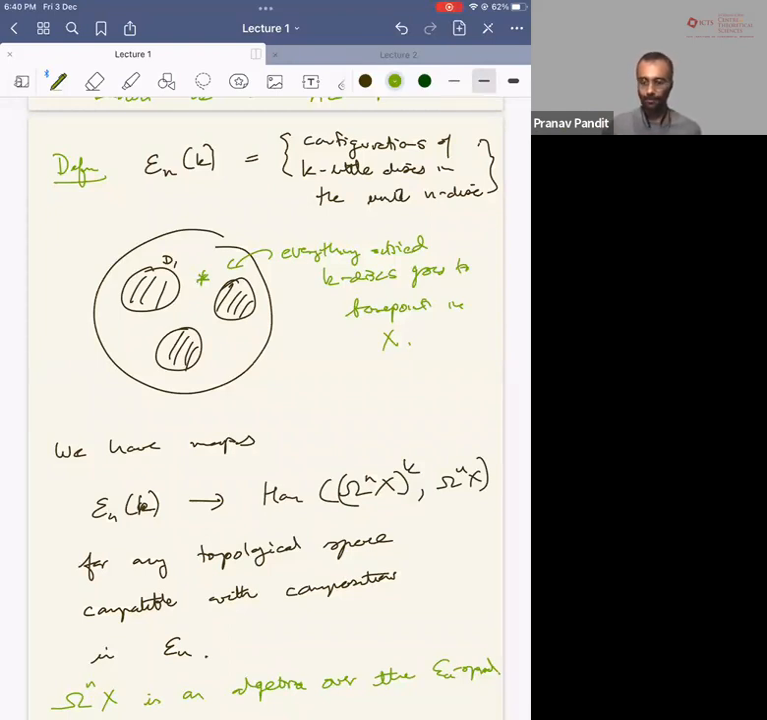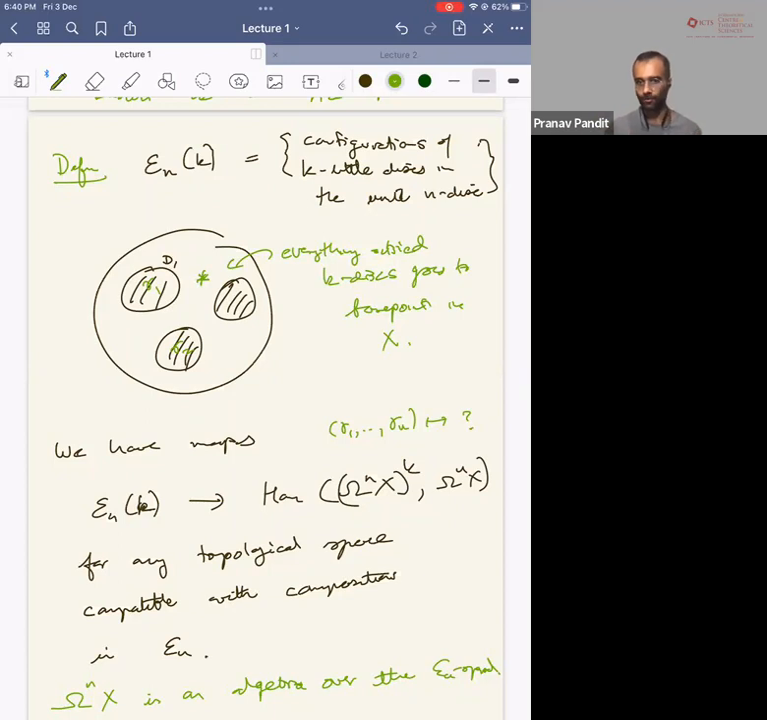Now I have inside my space these k n-disks. I have gamma one through gamma k, and I want to send them to something, right? So I run gamma one on the first disk, I run gamma two on the second disk, and so on, all the way up to gamma k. And I send the complement of these finitely many disks to the base point. That gives me a map which takes a point in En of k and sends it to a k-ary operation. And this is compatible with various other structures that I discussed.